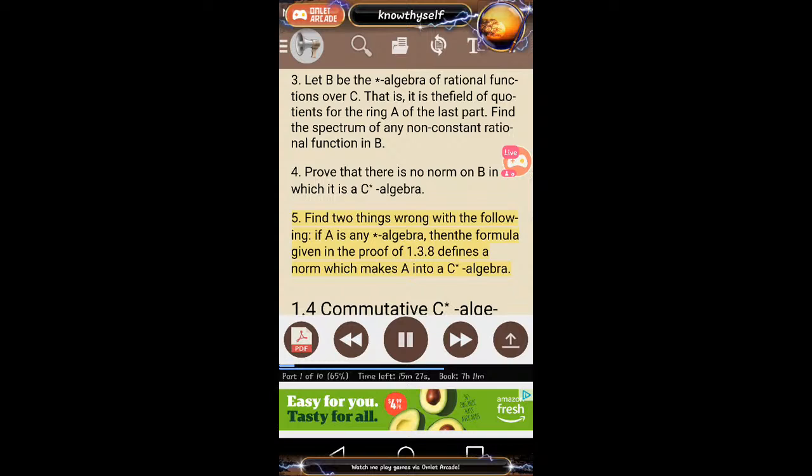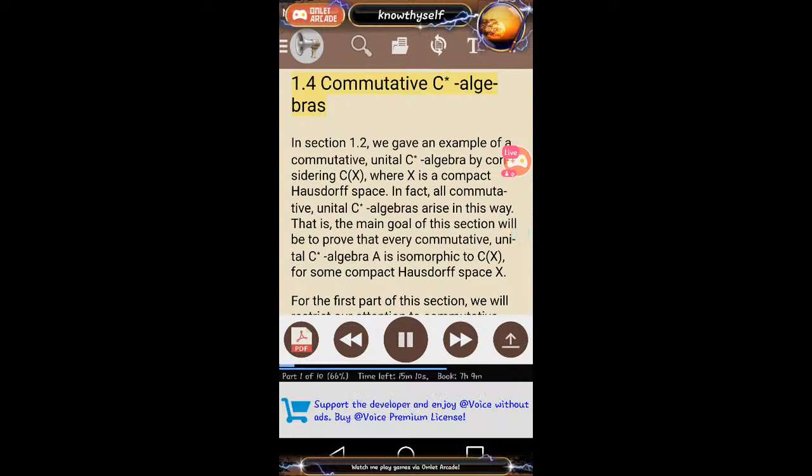5. Find two things wrong with the following. If A is any algebra, then the formula given in the proof of 1.3.8 defines a norm which makes it into a C*-algebra. 1.4 Commutative C*-algebras.